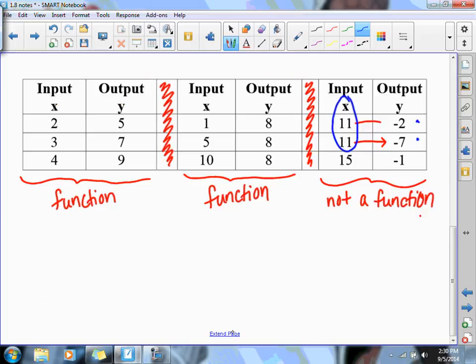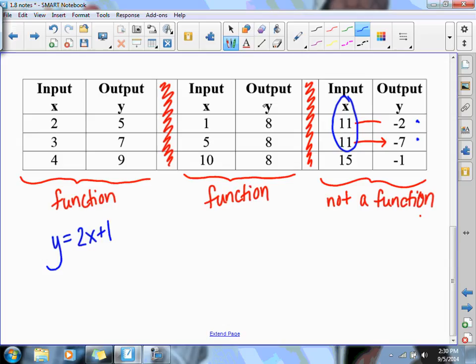Now, we could actually write equations for these first two tables here that were functions. This first function is actually the equation 2x plus 1. If I take the value of 2 and I substitute it in, 2 times 2 is 4 plus 1 gets me the value of 5. Okay, so that is a properly functioning function.